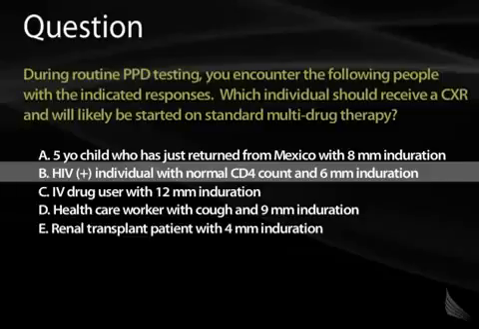A renal transplant patient with 4 millimeters. Renal transplant patients are often immunosuppressed, and so they would need 5 millimeters only to have a positive test. Fortunately, they only have 4. So the answer is B, HIV positive with 6 millimeters of induration.